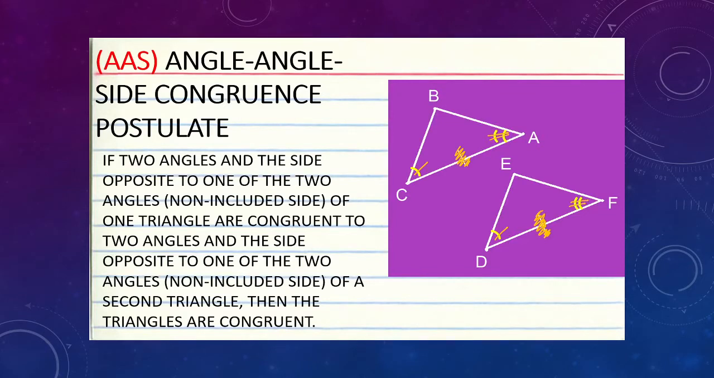Now here is my question. Where should be the congruent side? Take note, it's not included anymore. The side is now not between the two congruent angles. Meaning, it should be opposite to one of the two congruent angles.